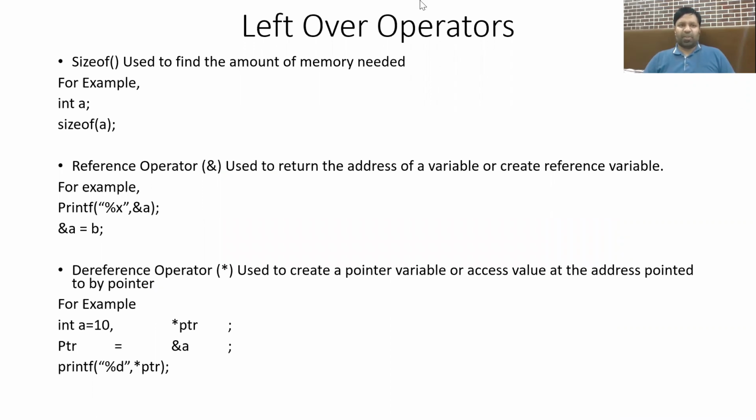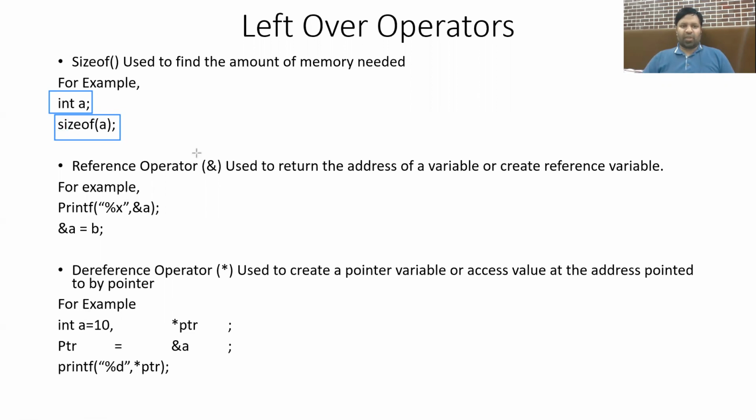The first one is called the sizeof operator. It looks like a function, but the sizeof operator is basically used to return the amount of memory required by some data type or a variable. For example, int a. We know that an integer variable takes 2 bytes in memory. So if I apply the sizeof operator to a, it will return 2. What if the variable a was float? Then sizeof a would have returned 4.